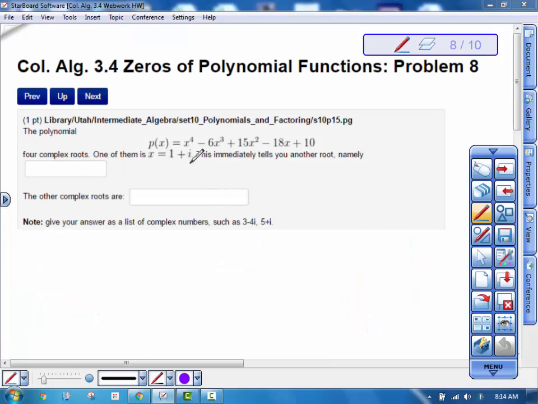Okay, here's a similar problem. It gives us one of the complex roots. It immediately tells you the other one's 1 minus i. And then it wants the other complex roots, so unfortunately we're going to have to do division again. We're going to have to do x minus 1 minus i, and x minus the other one, which is 1 plus i.